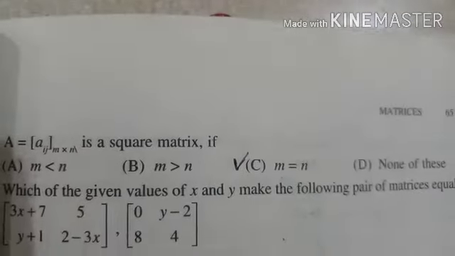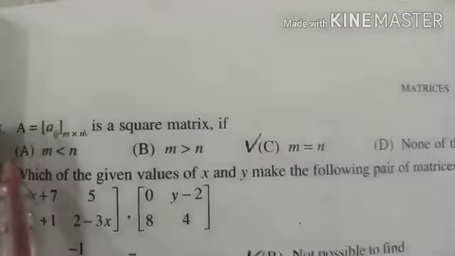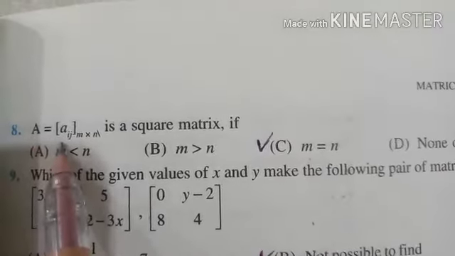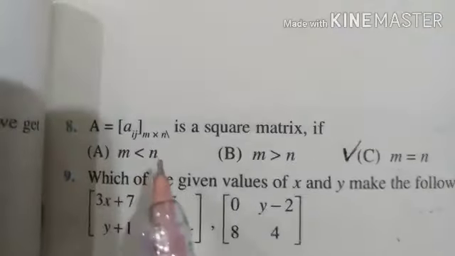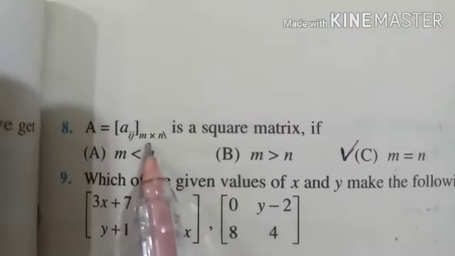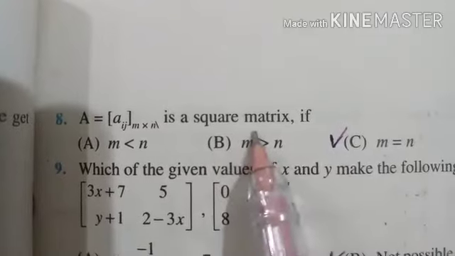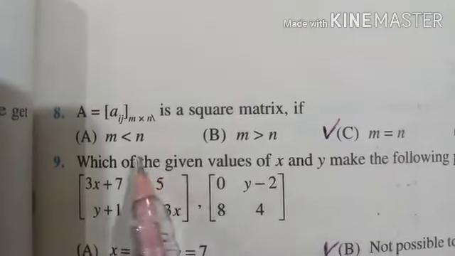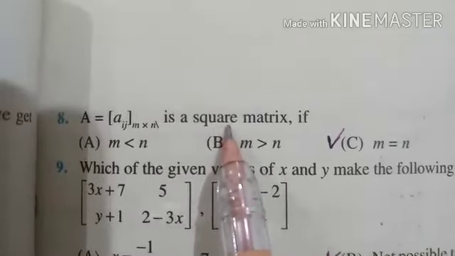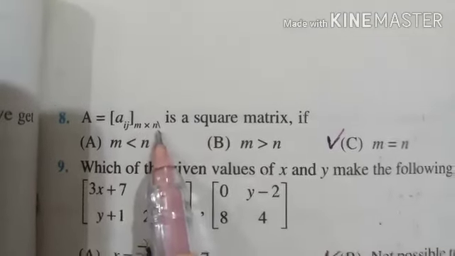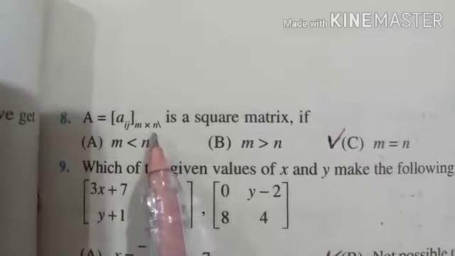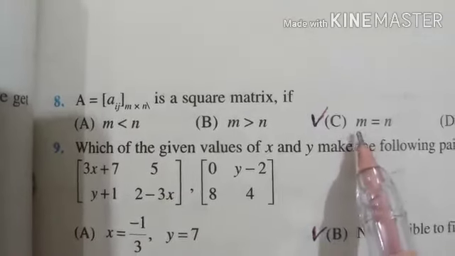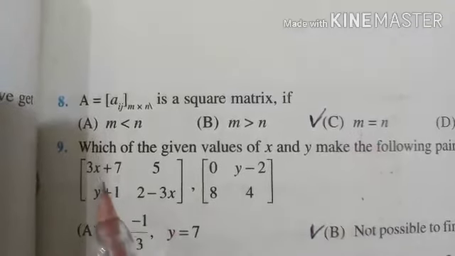Okay guys, now some MCQs are here. Question number 8. Matrix A is equal to Aij and the order is m cross n, it is a square matrix if, and there are options 2, 3, 4. If it is a square matrix, then m and n are both equal. The number of rows and the number of columns are equal. So clearly option C is the correct answer.